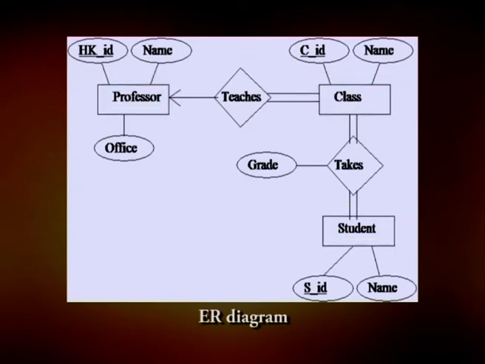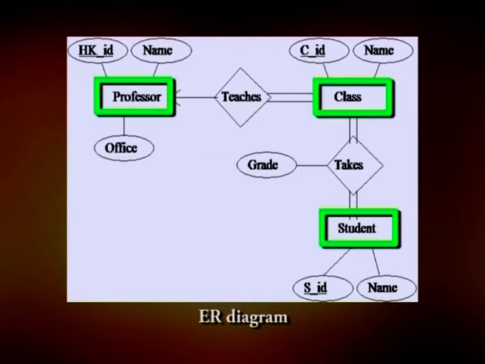An entity is represented in ER diagram as a rectangular box enclosing the entity type name. Look at the figure again. There are 3 rectangles in this ER diagram. In those rectangular boxes, professor, class, and student have been written. Thus, 3 entities with the names professor, class, and student have been represented.